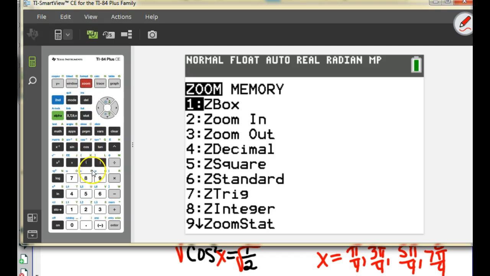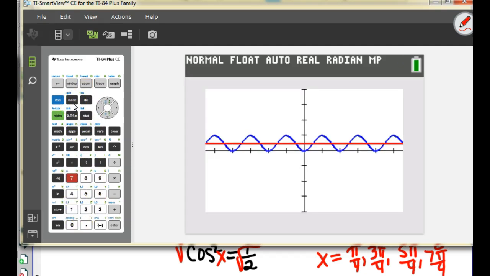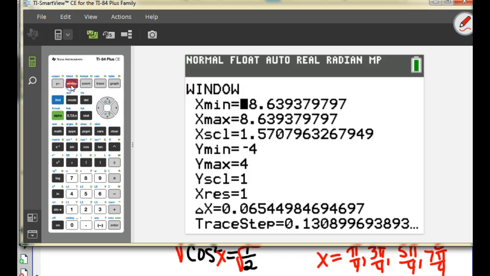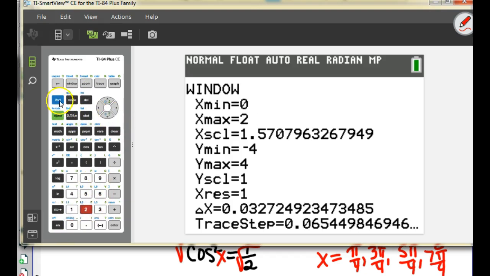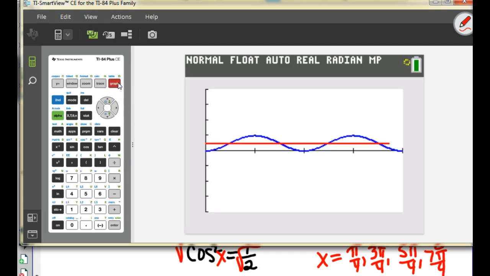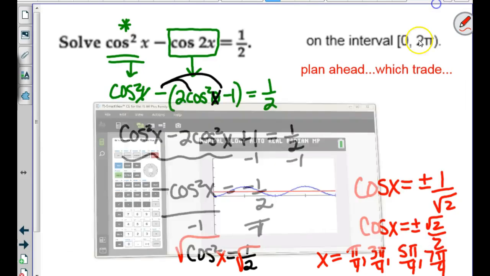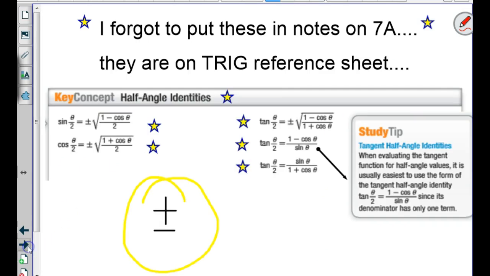Real quick, I'm going to do a zoom trig. And I hope I'm in radians. Looks like it. Okay, if I actually changed my window here, just kidding, I don't want second, to 0 to 2 pi, how many points of intersection am I seeing? That's what I want to know. Do I have all the solutions? Does it look like there should be 4 points of intersection? Okay, because if there hadn't been, then we would have figured out where we lost an answer or gained an extra answer.